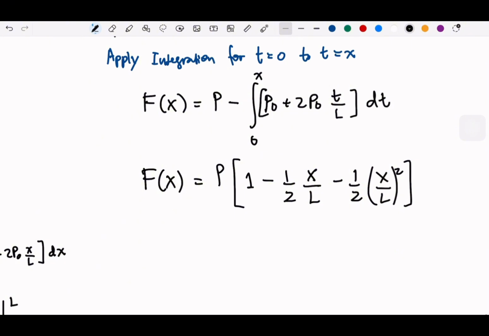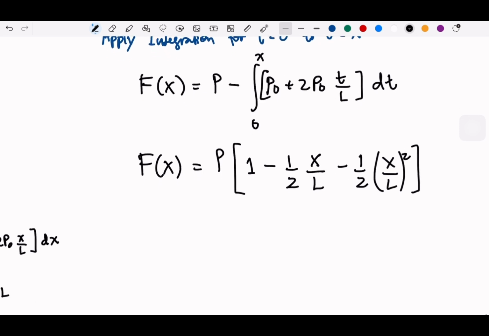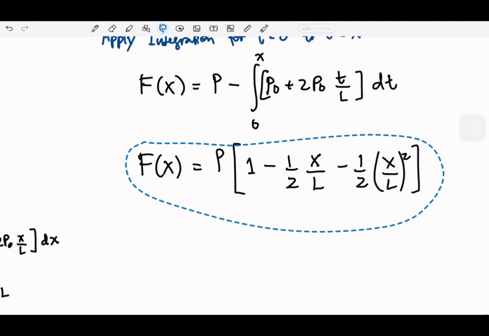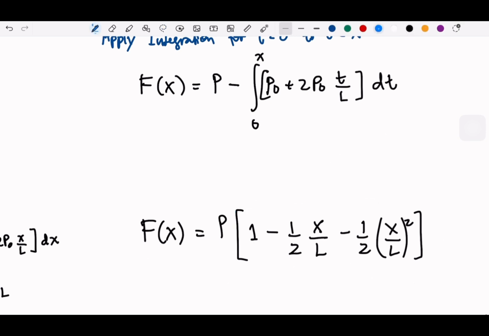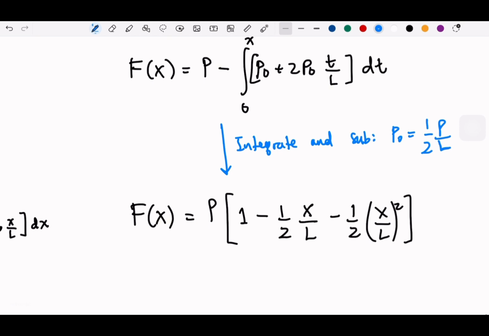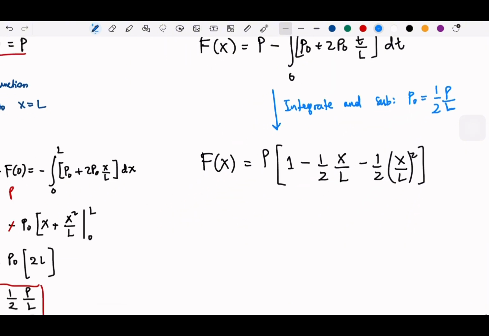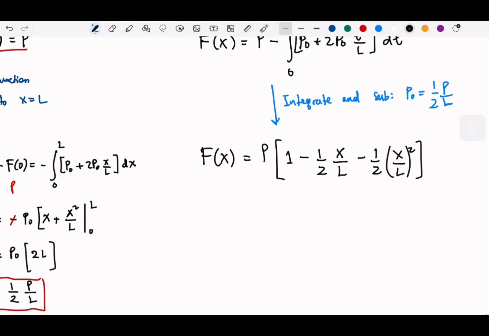So let me give you notes here. How we get this is basically integrate and substitute p0 equal half P over L. Okay. So that's how we get it. All the p0 is replaced by half P over L, and this is all with P, right? All with P. And that's it for this case.